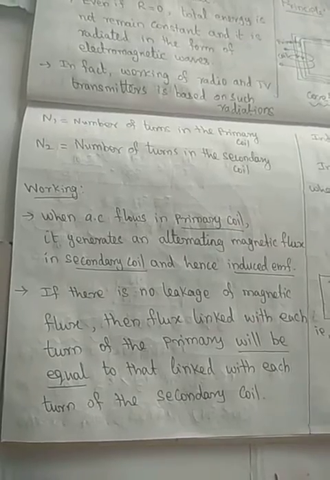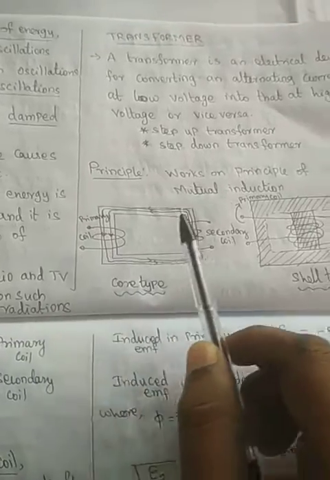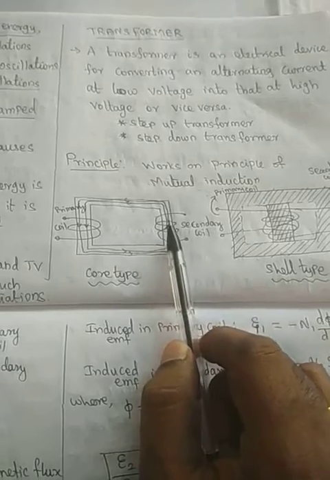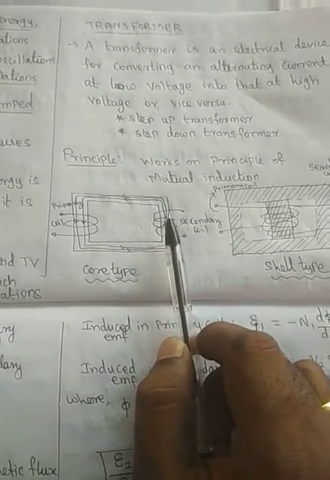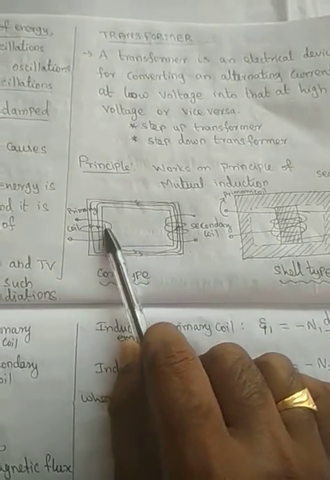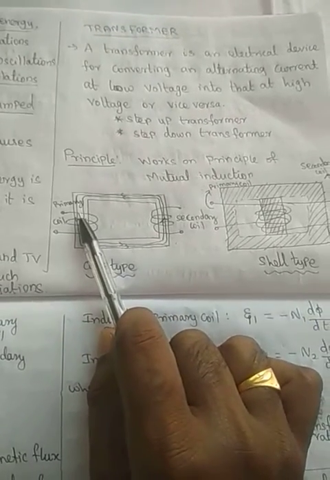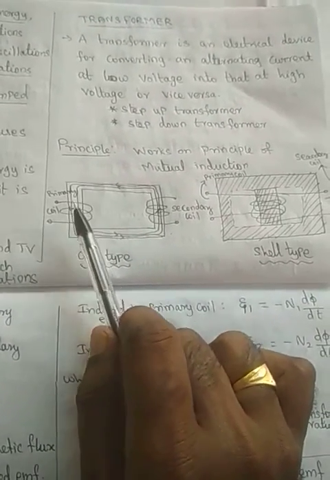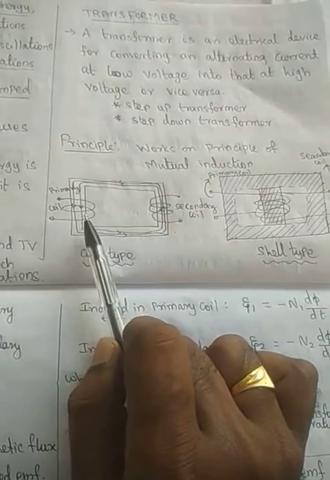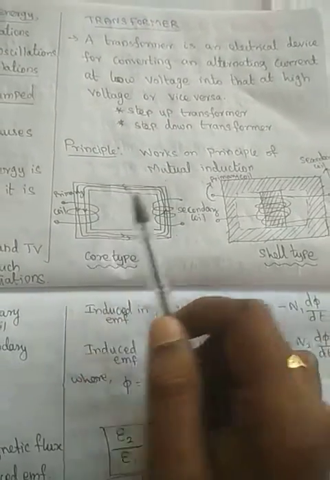That means, very simply, the current flowing in the primary coil induces some change in magnetic flux in the secondary coil. Whenever there is a change in magnetic flux, according to Faraday's law, there will be EMF induced. That EMF is E2. Then there will be another EMF induced in the primary coil. This is due to the self-inductance of the primary coil, because the current flowing in the primary coil is alternating current. Whenever an alternating current flows, alternating magnetic flux will be developed.